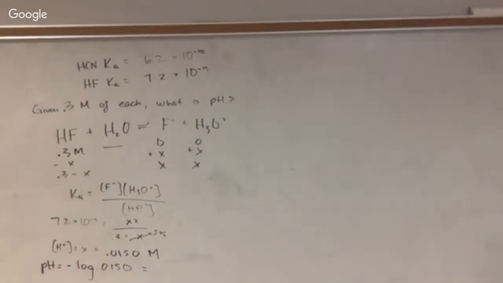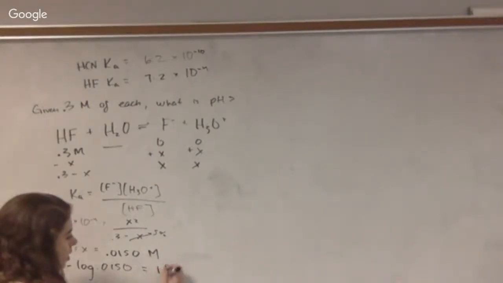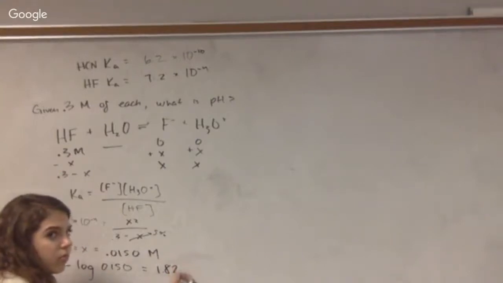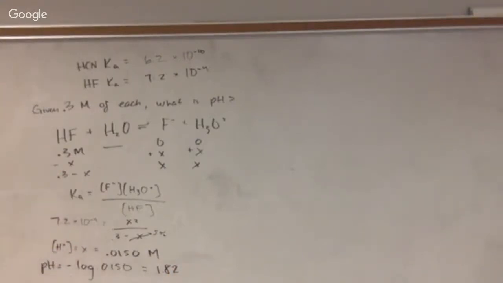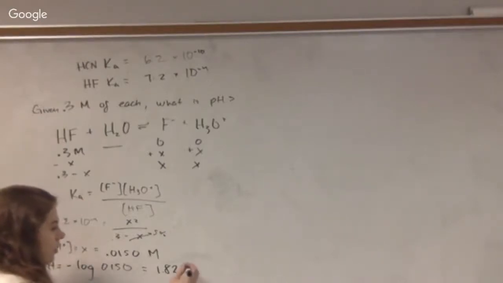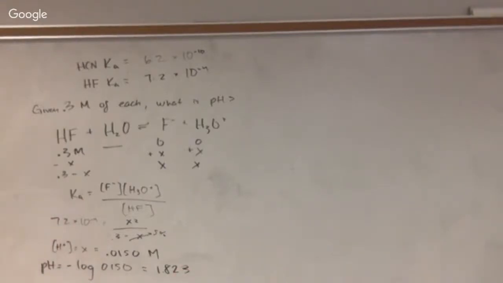Now, just so you're knowing this here, the H plus concentration we got there is 0.0150 molar. If I were to compare that H plus concentration, let's say I'd done the same exact ICE problem for HCN, the H plus concentration from that would be so minimal compared to the H plus concentration from the HF that it really is a non-contributor to our overall pH. That's why we can do this with only one acid.